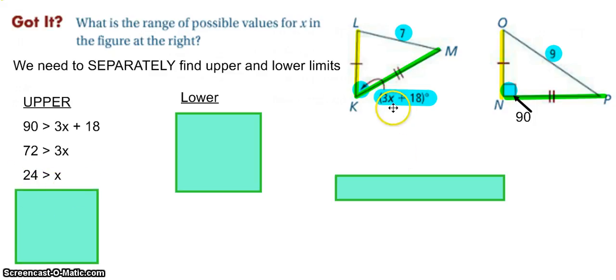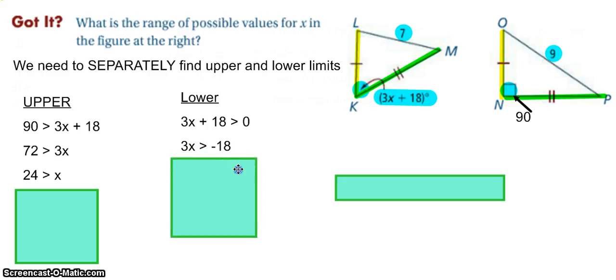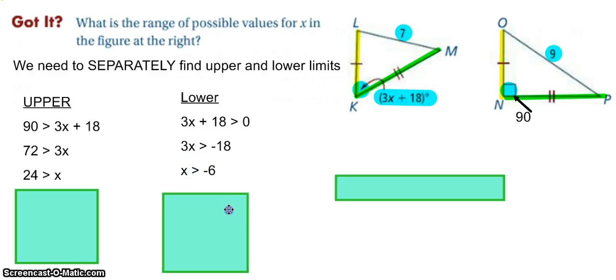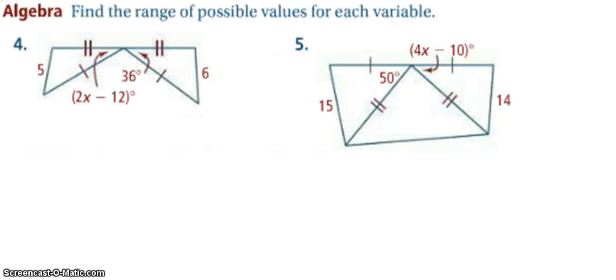That does not mean that 24 will actually work. That just means it's the upper limit of my range. To find my lower limit, I say, you know this angle? It exists, so it must be greater than 0. Then we use algebra to solve, subtract 18 from both sides. This does seem a little nonsensical, but when we divide by 3, we get that our value for x must be greater than -6, which would give it a positive value when we plug it back in for the entire expression for the angle. Then, when we combine both of these inequalities together, I get that my final answer is the range from -6 up to 24.